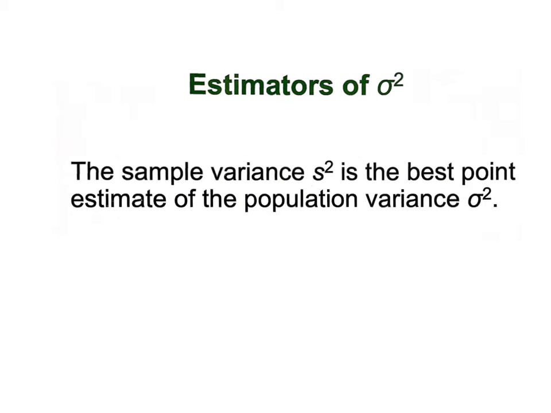All right, estimators of variance. Remember, this is population variance. It's not just standard deviation squared, even though that's what it is. It is called variance. The sample variance is the best point estimate of the population variance. So once we find a good estimate of our sample variance, that's a great estimator of our population variance.